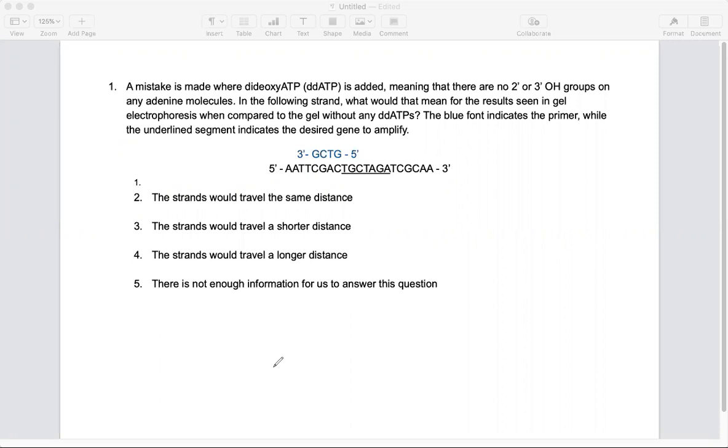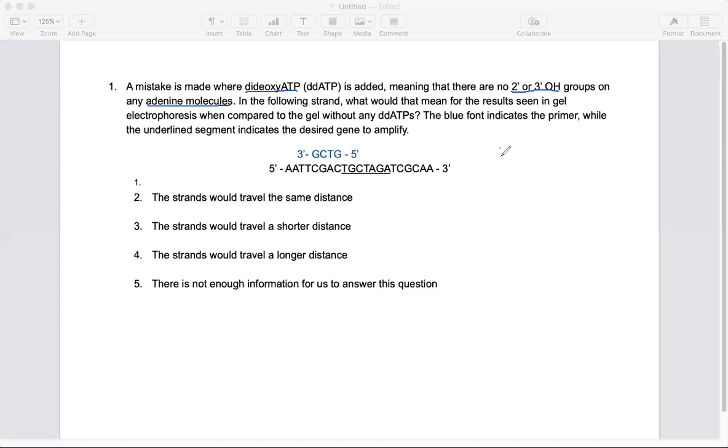So the question is basically stating that, after we do PCR, we're trying to visualize our DNA. The problem is we make a mistake. We realize that we added dideoxy ATP, so that's something to keep note of. What this means is there's no 2' or 3' OH groups on any of the adenine molecules. So if this was the strand of DNA we were given, what would that mean in terms of the gel? This is our primer here in blue, and underlined is the gene we were trying to amplify. What's going to happen to our gel?